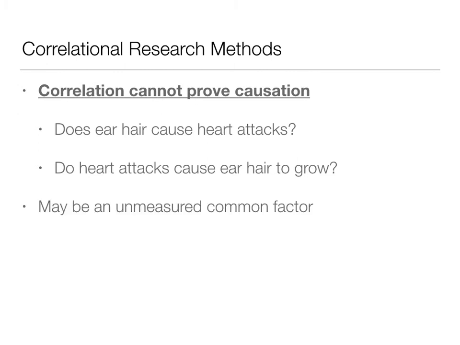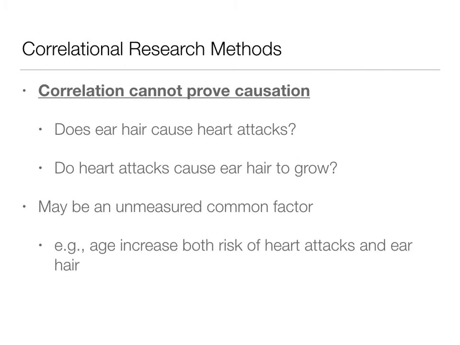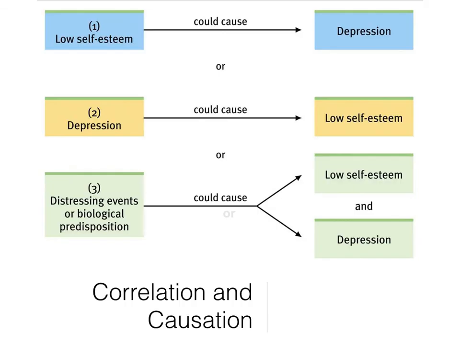It may be a third unmeasured common factor. In this example, it could be age increases both the risk of heart attacks and the risk of ear hair. So it's not that ear hair is causing heart attacks or heart attacks are causing ear hair. It's that age is this unrelated factor that's causing both of them. So here's kind of a graph that talks about that. In the situation of correlation, you have three possibilities of causation.